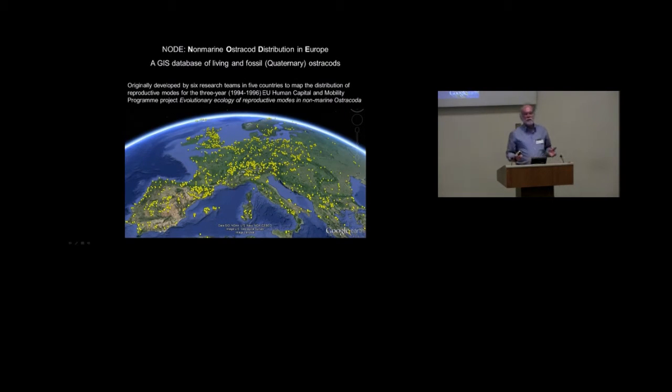this began for me, my interest in databases began with the NODE database, Nonmarine Ostracod Distribution in Europe. This is a GIS database of living and fossil, quaternary at least, freshwater ostracods, and it came out of a European Human Capital and Mobility Programme project on the evolutionary ecology of reproductive modes in non-marine ostracods. Essentially, we wanted to map the distribution of sexual and parthenogenetic reproductive modes across Europe.